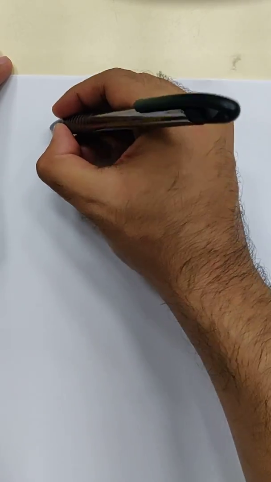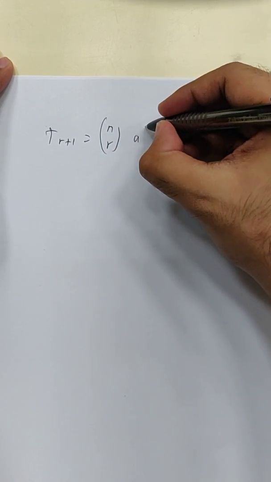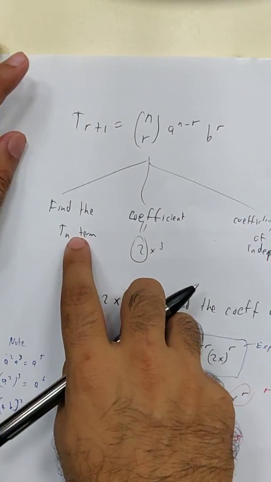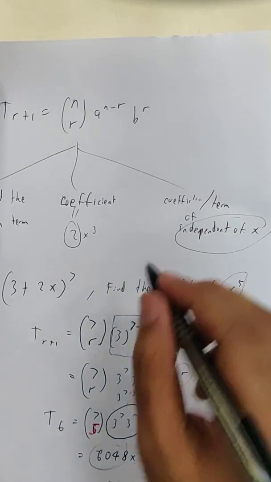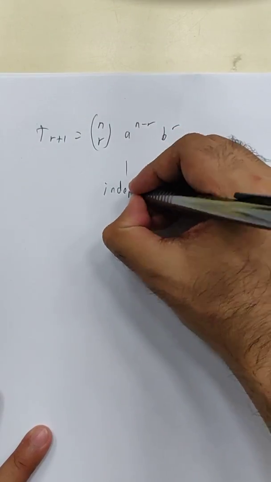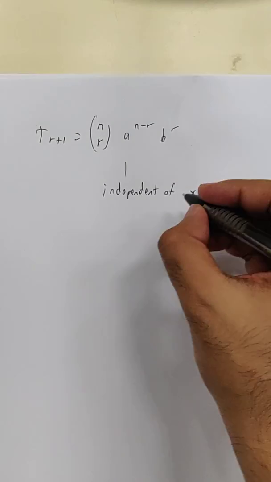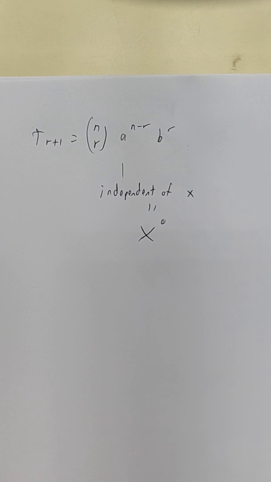Okay, let's have a look at another application of T_{r+1} = nCr a^(n-r) b^r. Let's have a look at one more application of it, which I mentioned just now: find the nth term, the coefficient of x to something, or the term that is independent of x. Coefficient maybe, or maybe the term, depends on the question. First and foremost, what does independent of x mean? It means x to the power of 0. Class, this is the hardest application, so concentrate.